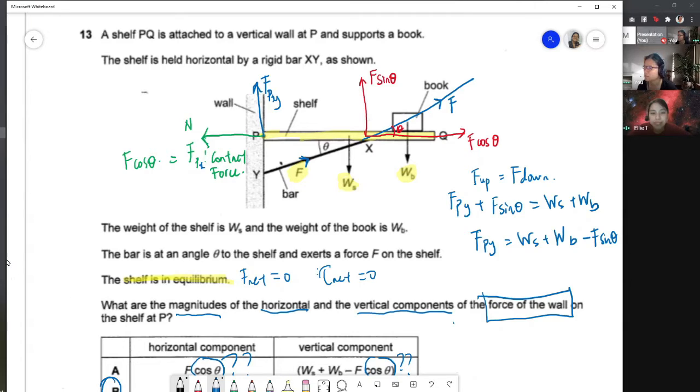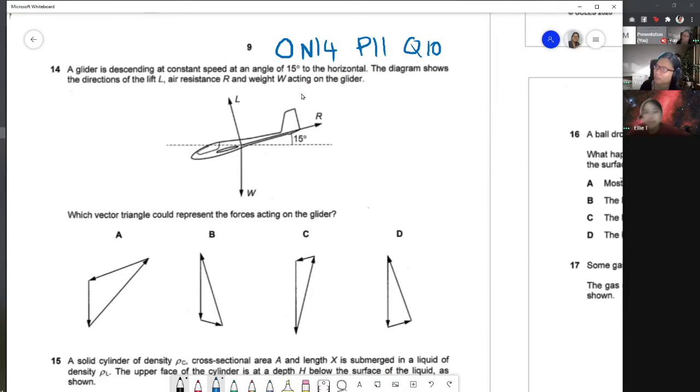Yeah, looks good. A glider is descending at constant speed at an angle of 15 degrees to the horizontal. The diagram shows the direction of lift L, air resistance R, and weight W acting on the glider. Which vector triangle could represent the forces acting on the glider? Oh, constant speed. So that tells us that it's in equilibrium, right? So in equilibrium, we should see a closed triangle, but miss, they're all closed triangles.